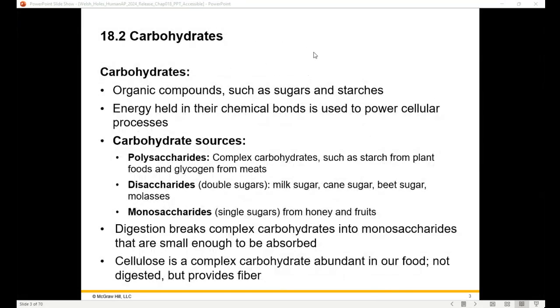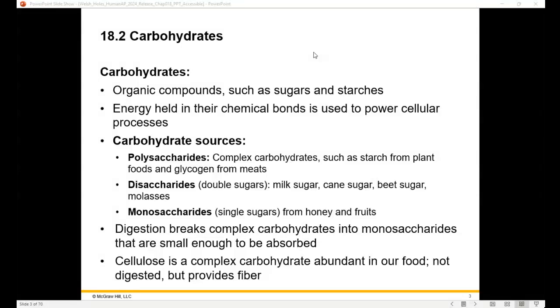All right, so first of all, the carbohydrates. As you know from Bio 168, these are organic compounds like sugars and starches. Energy held in their chemical bonds is used to power cellular processes. Carbohydrate sources include polysaccharides, which are complex carbohydrates such as starch from plant foods and glycogen from meats, and disaccharides, which are double sugars, like milk sugar, cane sugar, beet sugar, molasses, and monosaccharides, which are single sugars that come from honey and fruits. Digestion breaks the complex carbohydrates into monosaccharides that are small enough to be absorbed.